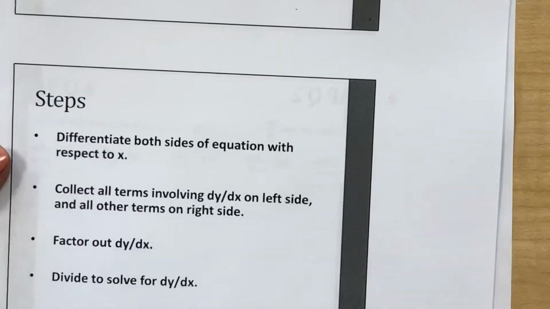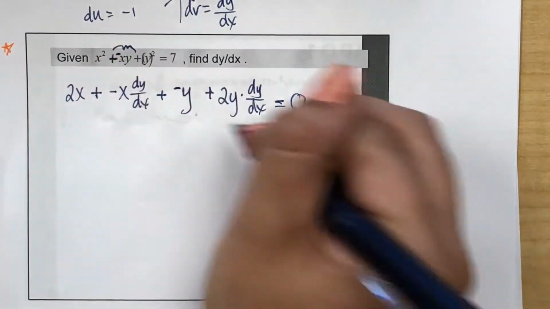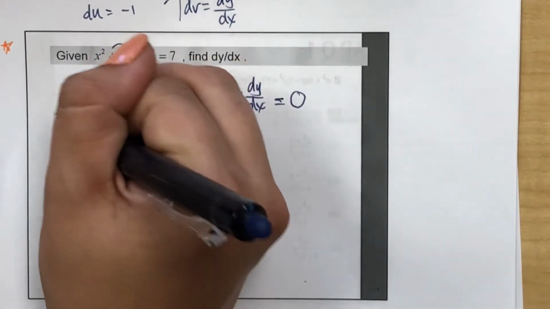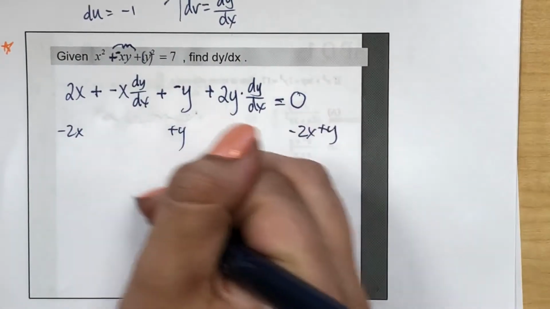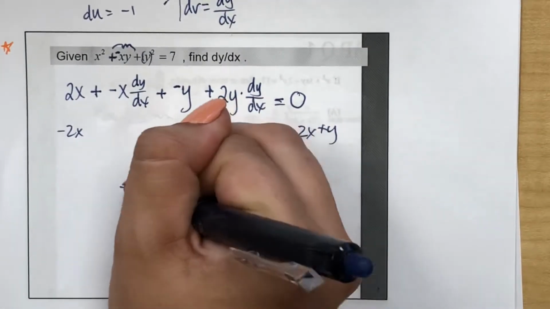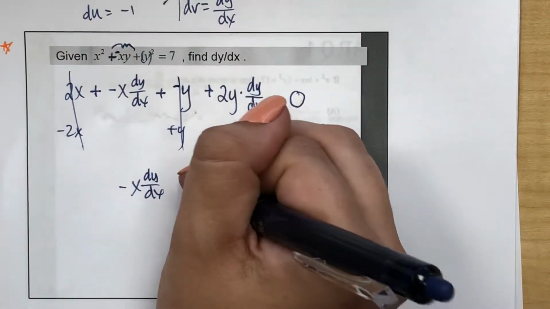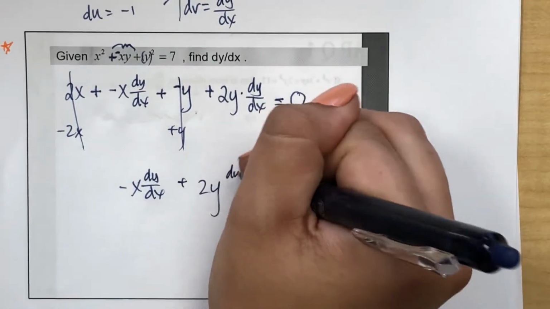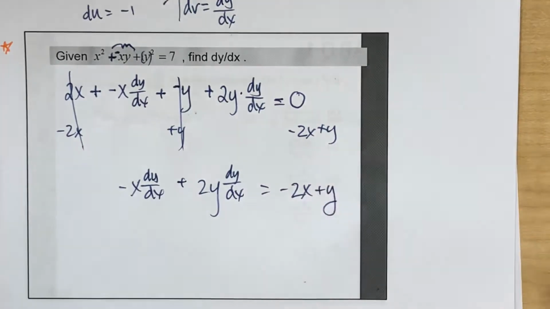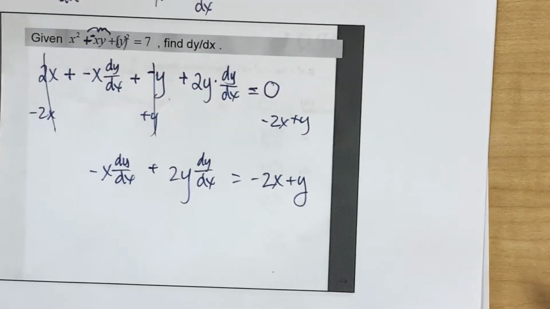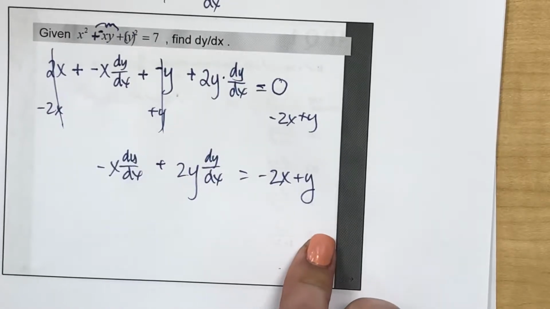So that first step, still the same, okay? So I'm going to subtract this from both sides and add this. Subtract 2x from both sides and add y to both sides. So I'll get negative x dy dx, plus 2y dy dx equals negative 2x plus y. Now maybe you can see it, but if I want just a dy dx equals, that's what I want, okay?